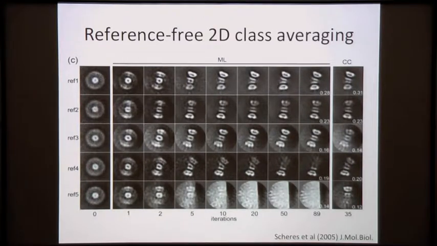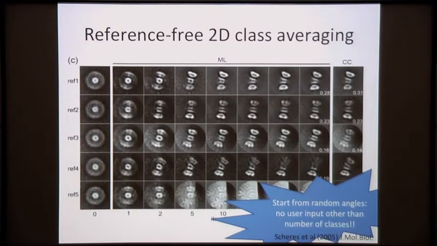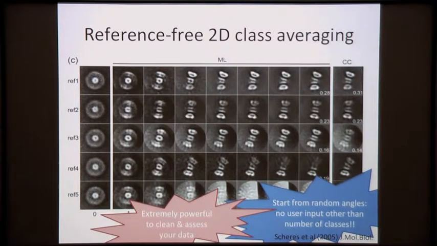So the good thing about 2-dimensional classification is, without you providing anything else than the number 5, which was the number of references you're going to use, you don't put anything in. You put your data in, you put 5 in, and then you just let this algorithm converge. Okay? And that's nice because it then becomes very objective. Apart from the number 5, nothing of your expertise or bias goes into the procedure. And these kind of methods, a bit modified variants that I will speak to about in a minute, are extremely powerful to clean your data and assess how good it is.